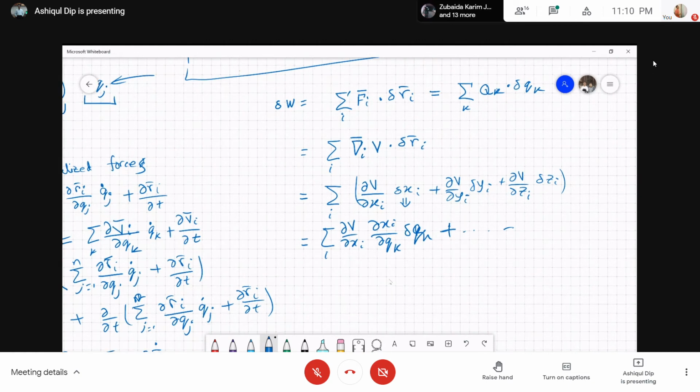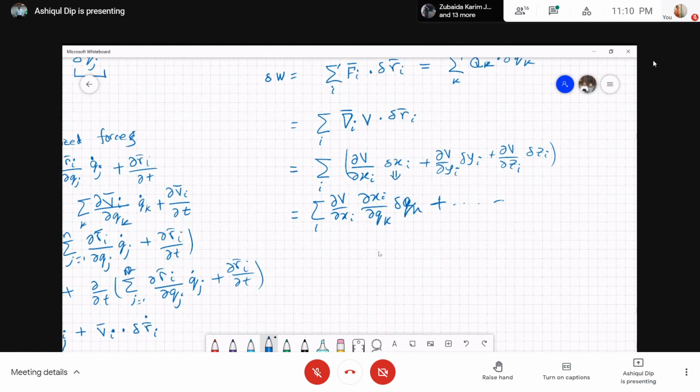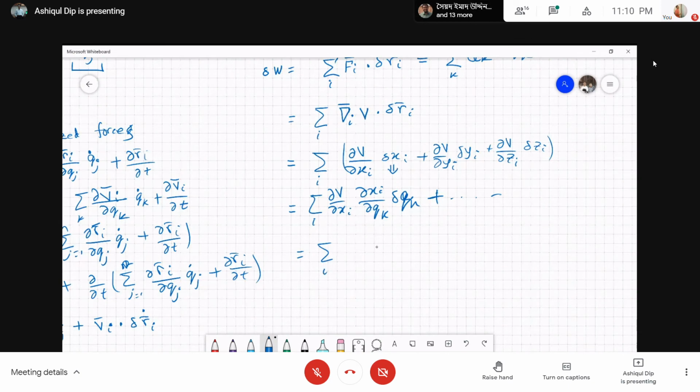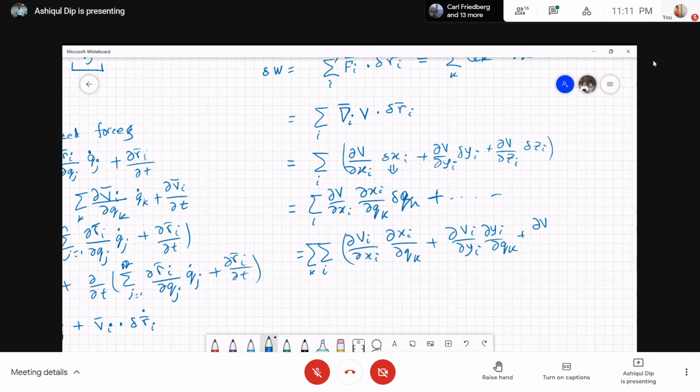So by factoring out variation qk, you'll have delta Vi over delta xi over delta qk, and obviously you'll have the sum over k as well, plus delta vi by delta yi by delta qk plus delta, oh sorry, not vi, it's just v, right? I mistakenly wrote that. Zi by delta qk, and then at the last, variation qk.